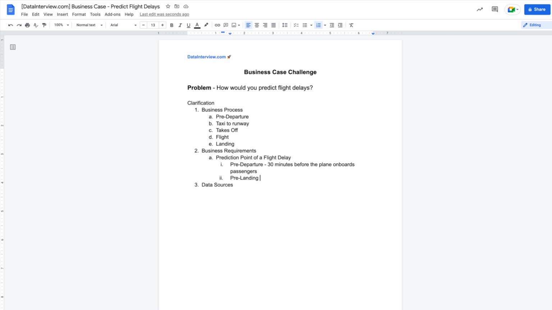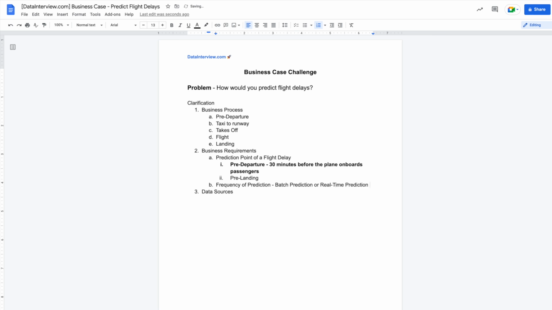And let's just say we're making this minimal viable product. I think the first prediction point that we want to focus on for the sake of this exercise is going to be the pre-departure stage. So that's going to be the prediction point for us. And then the business requirement that we need to think about is the frequency of the prediction. So do we want to have a batch prediction or a real-time prediction?